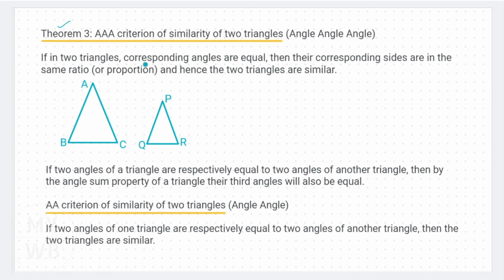If in two triangles corresponding angles are equal, then their corresponding sides are in the same ratio and hence the two triangles are similar. In two triangles ABC and PQR, if we know that angle A is equal to angle P, angle B is equal to angle Q, and angle C is equal to angle R, meaning the corresponding angles are equal, then we can conclude that triangle ABC is similar to triangle PQR.